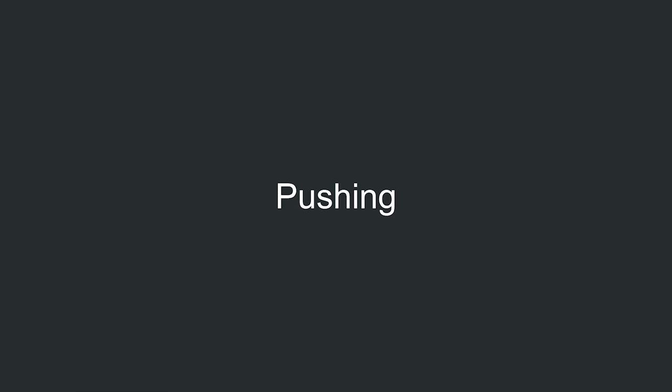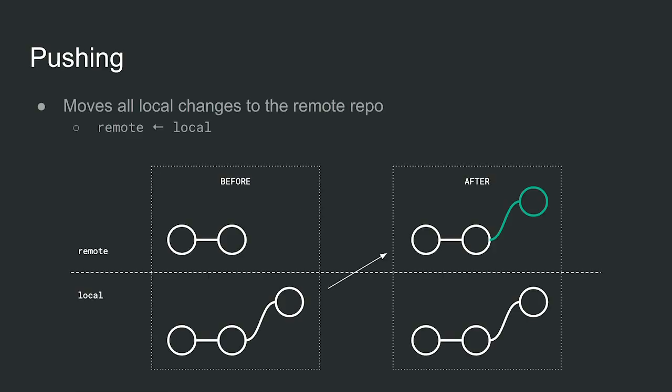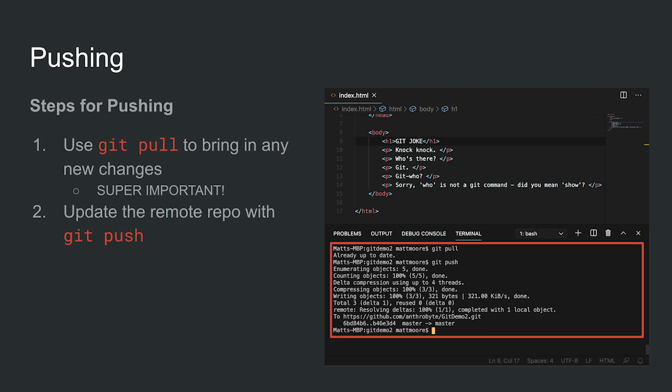Sweet. Okay. Next, pushing. This moves all the local changes from our repository to our remote repository, so kind of the opposite. Here we can see in the before box that our remote repository does not quite match up to our local repository. There's been a change. So if we push, we can make that change from our local repository get pushed up into our remote repository, so they'll match. There are a couple steps for pushing.